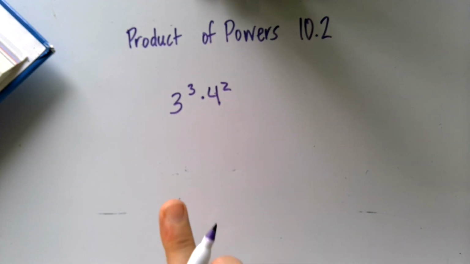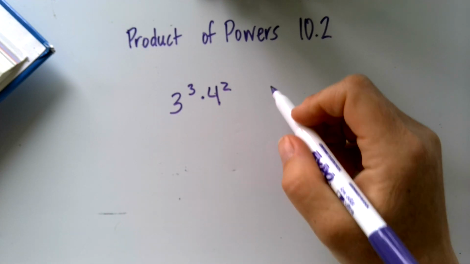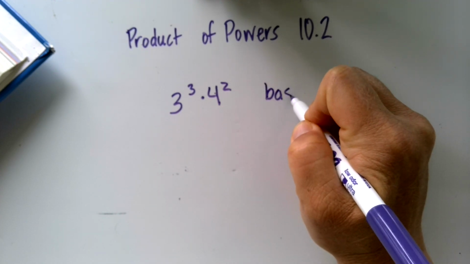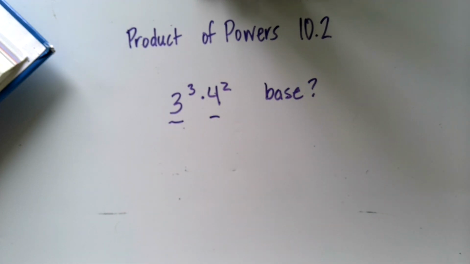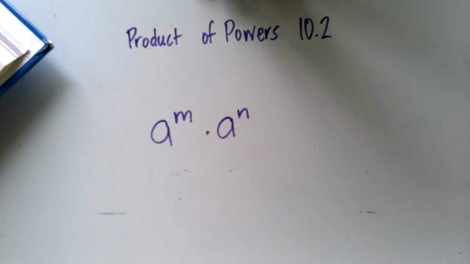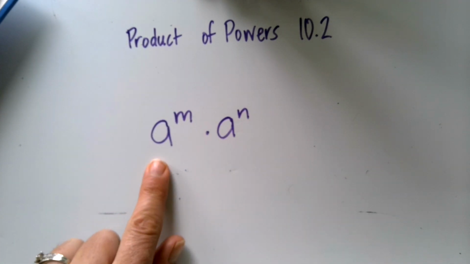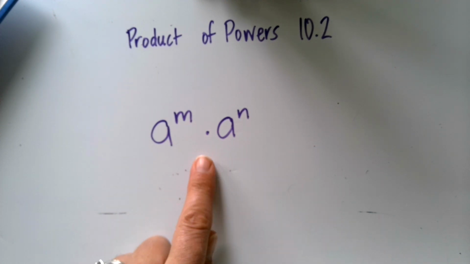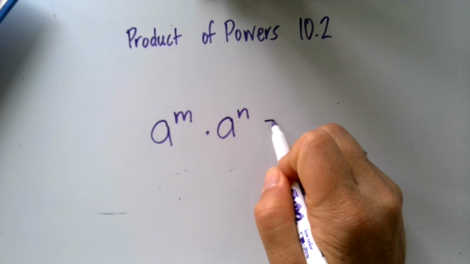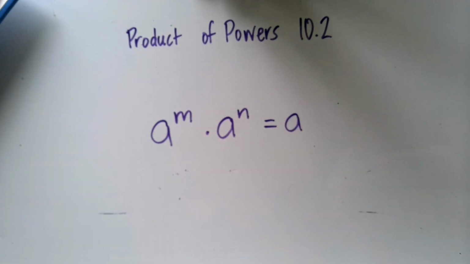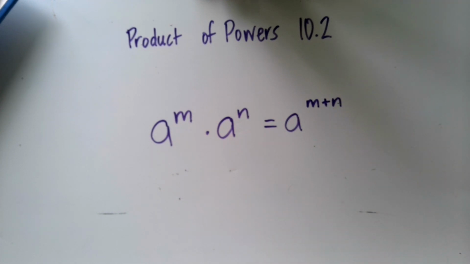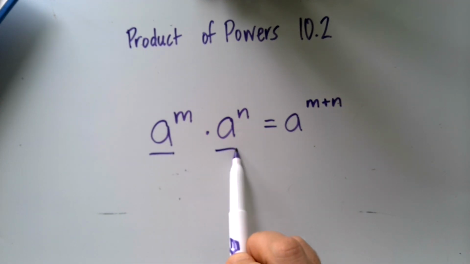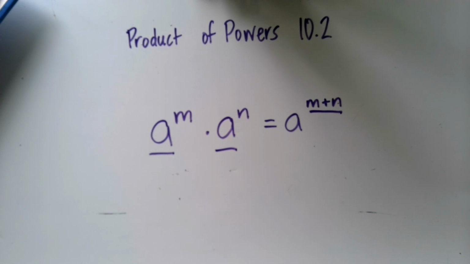So would that help us solve this one? Our first question is always, is the base the same? Here, our base is 3, here our base is 4. So no, we can't use the product of powers to solve this one. So let's see if we can write a more general statement for this. If we have a raised to the m power times a raised to the n power, what will that equal? You are right if you said a to the m plus n power, because they have the same base, so we're going to add exponents together.